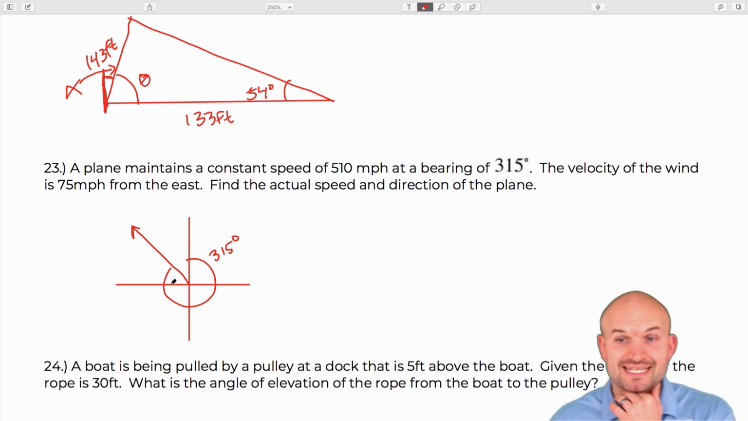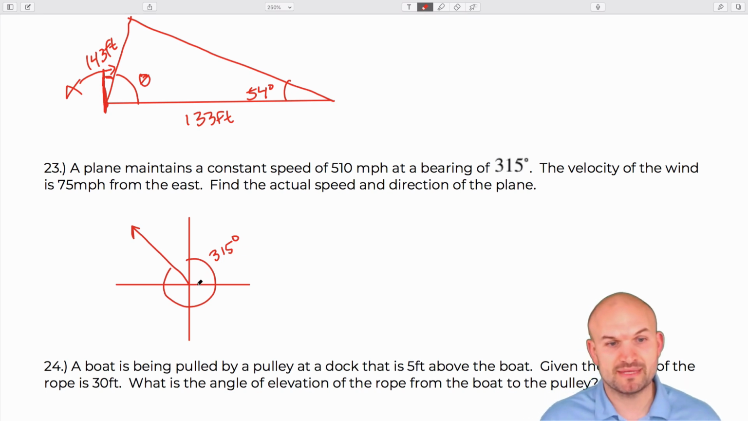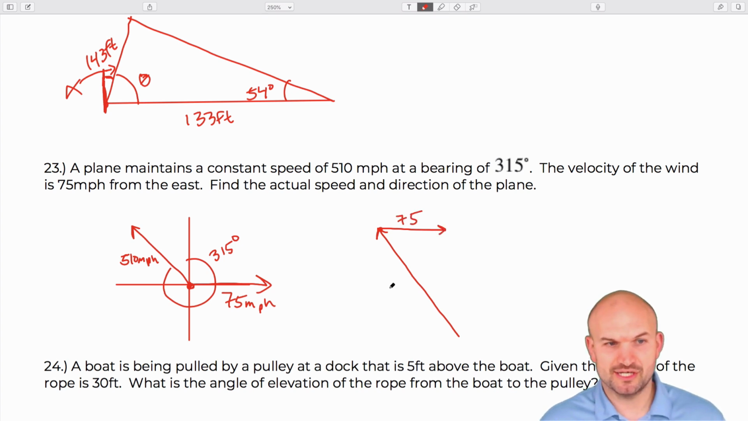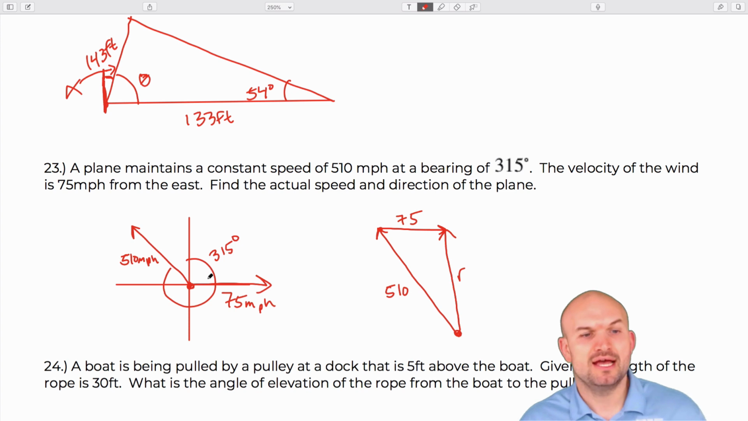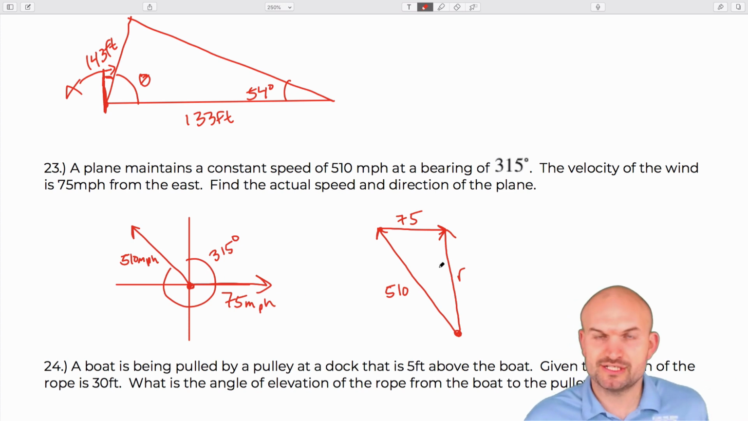And then it says the velocity of the wind is 75 miles per hour from the east. So we have wind that's approaching here. Now again, this plane is going 510 miles per hour, and this wind is going 75 miles per hour. So really what we have here is this big vector and then this other vector over here, not really little, it's still 75. Now what we're going to be doing is looking for that vector, what we call our resultant vector. So using the angles as well as the magnitudes, we'll go ahead and find the resultant vector.